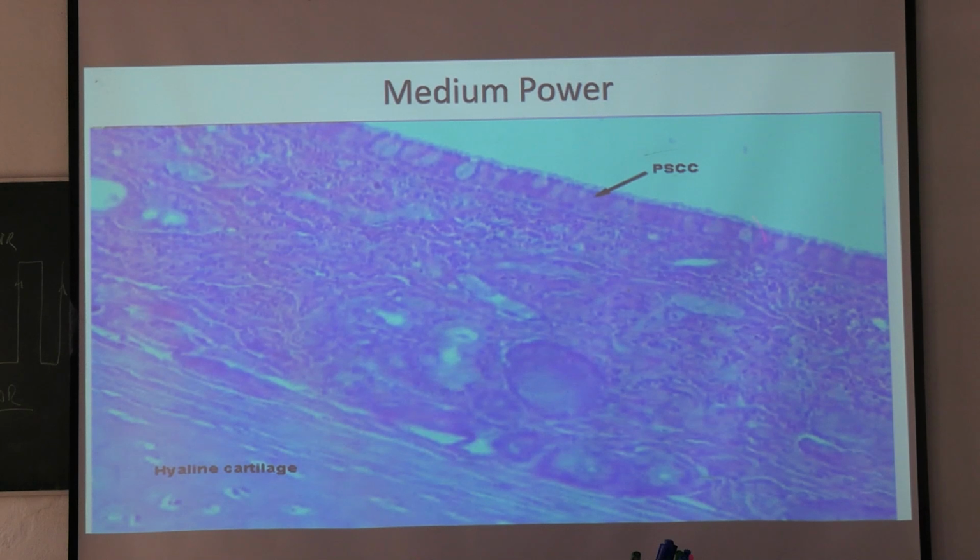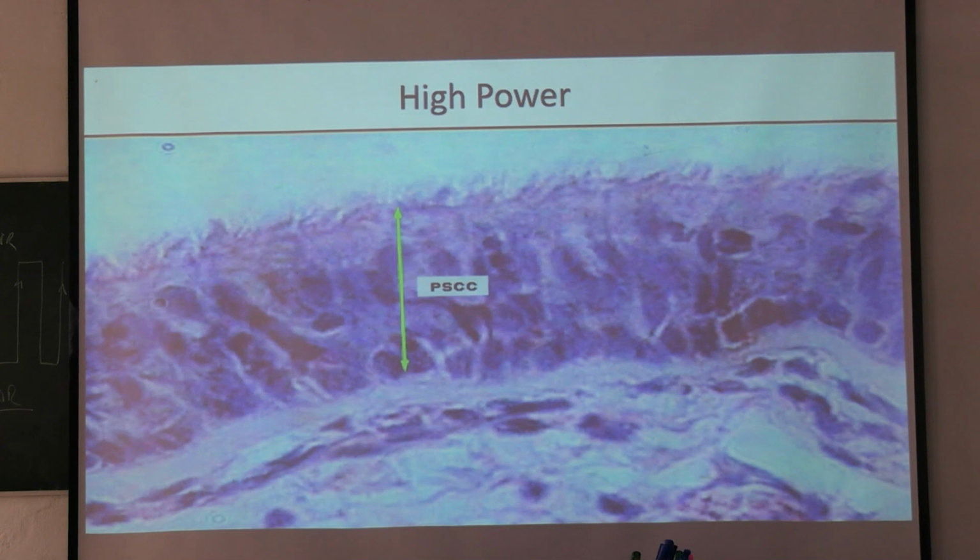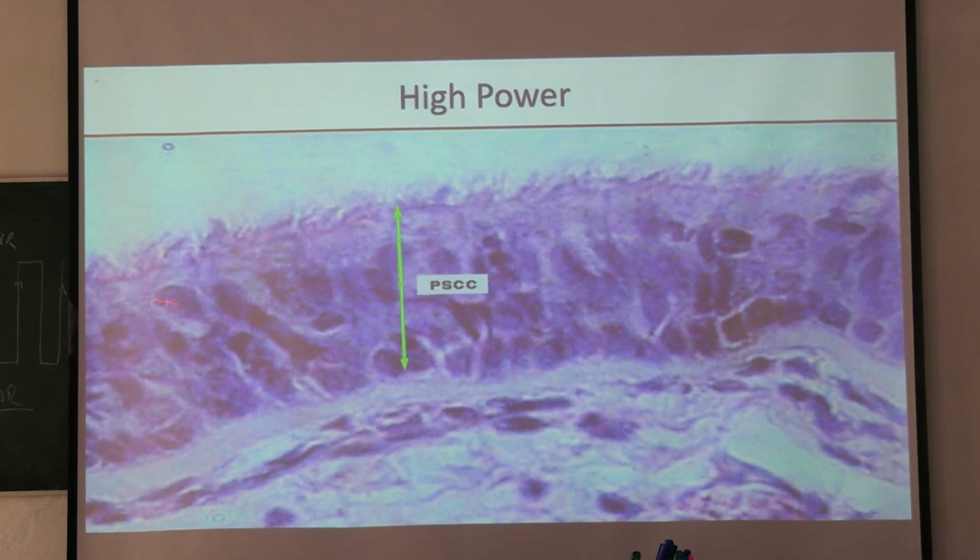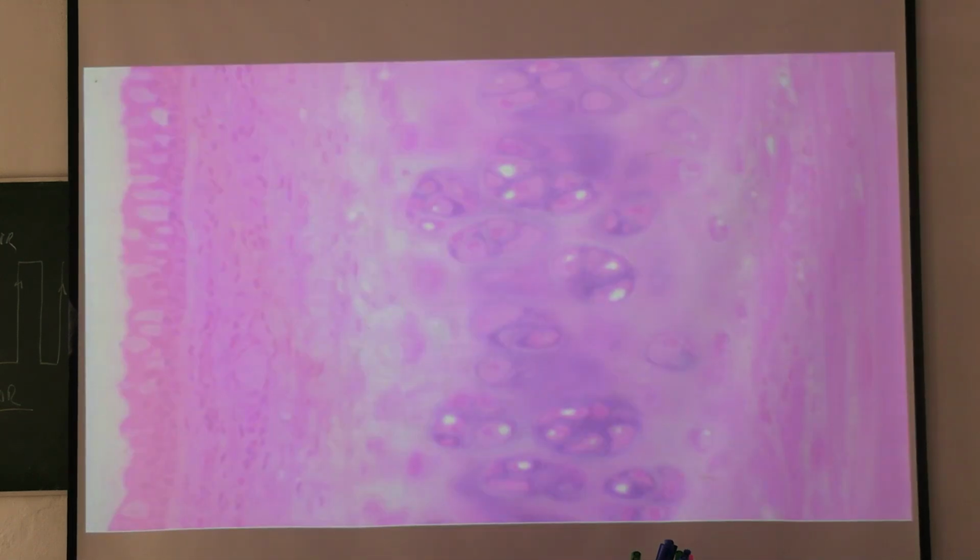This is medium power, 40x. Epithelium is clearly seen. This is cartilage, connective tissue with glands in this submucous part. See, high power view, the epithelium has been focused. Okay. So pseudostratified ciliated columnar, cilia you can see towards the lumen, and nuclei, these are the nuclei lying in different layers, all are reaching the basement membrane. And here is connective tissue.